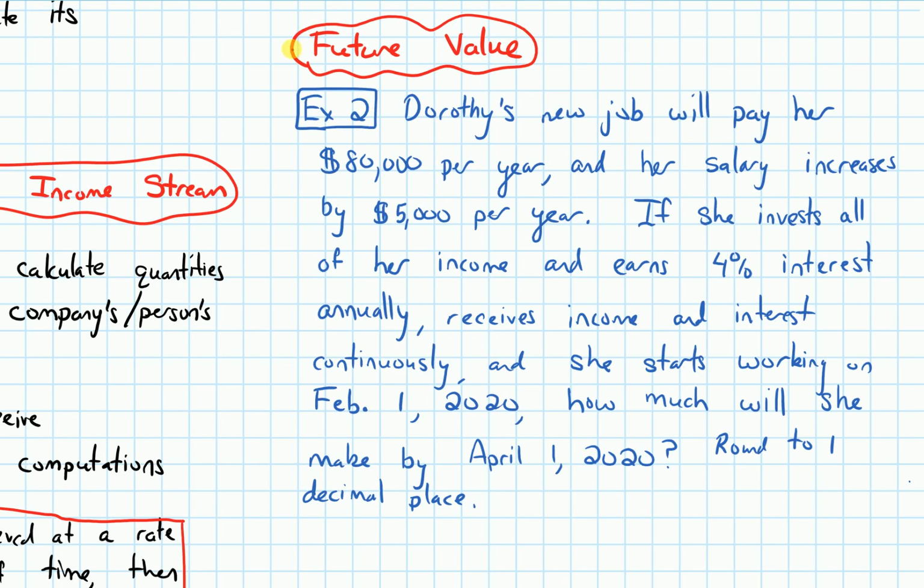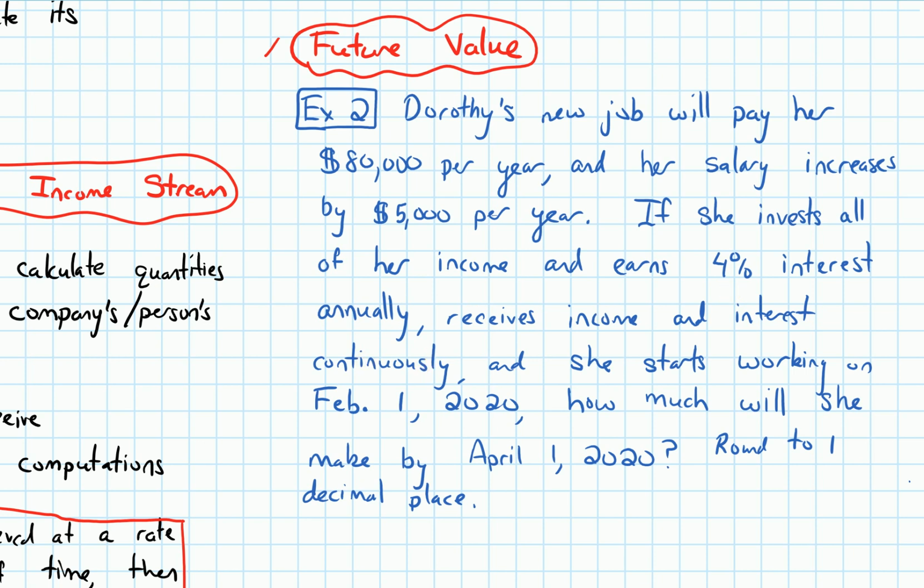In this video, we will talk about what future value is. And I want to motivate this with an example. In the example, Dorothy's new job will pay her $80,000 per year, and her salary increases by $5,000 per year. She invests all of her income into some account and earns 4% interest annually, and receives income and interest continuously.